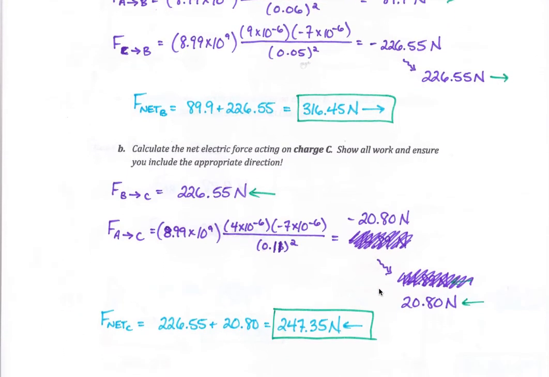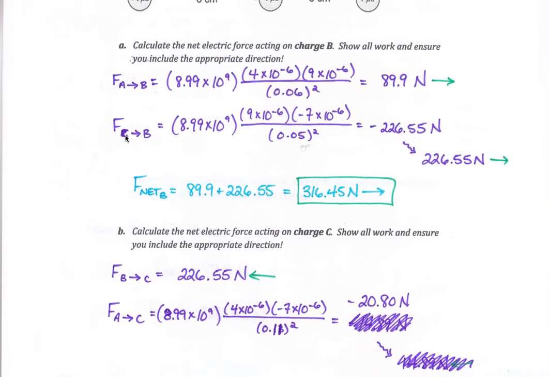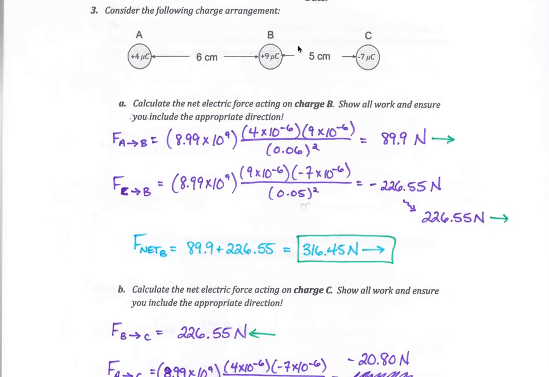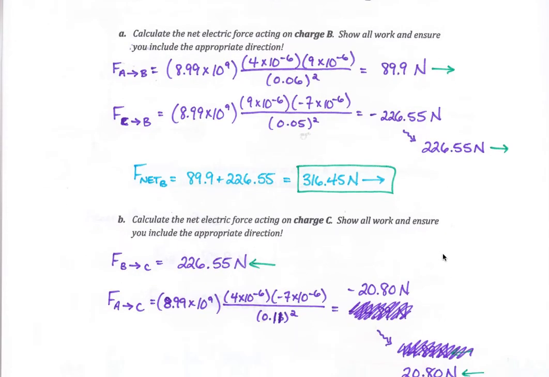When it comes to charge C, I will do the same thing. I can use a shortcut here, though. I've already calculated the force of C acting on B as 226.55 newtons to the right. So Newton's third law tells us if C pulls on B with 226.55 newtons to the right, then B must pull on C with 226.55 newtons, however directed to the left, equal and opposite forces. If I were to plug all the same values in, I would still get negative 226.55, but I would say that B is attracting C, in this case, to the left, but I kind of like the Newton's third law explanation a bit better.